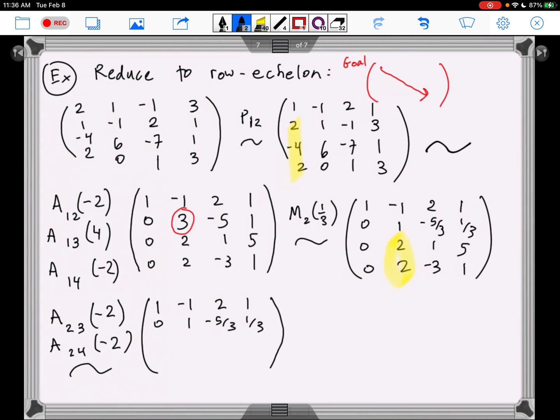So if we add negative 2 times 1 added to 2, of course we get 0. Negative 2 times negative 5/3 is 10/3. 10/3 added to 1 is 13/3, right? 13/3. And negative 2 times 1/3 is negative 2/3. Negative 2/3 added to 5, that's negative 2/3 added to 15/3, is 13/3 again.